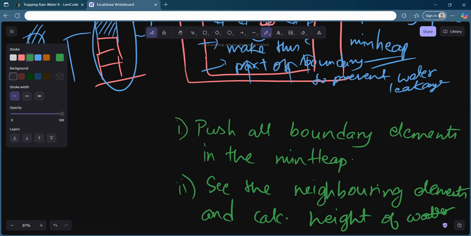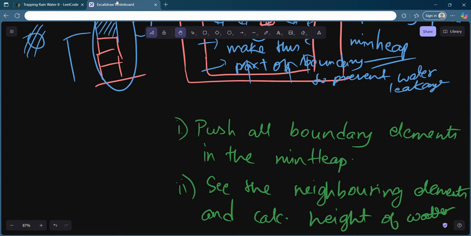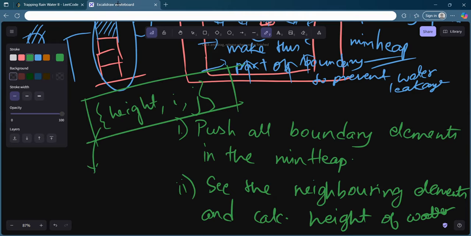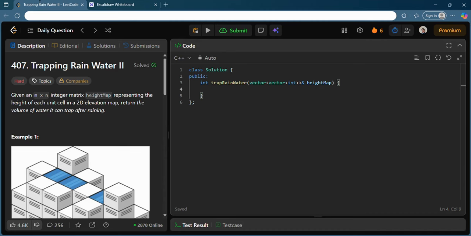And so, what do I need to store in the priority queue? I will have my priority queue store something like height, the cell's ith row and jth column. Okay, this is the format in which I will be storing the priority queue. So this is nothing but a vector of length 3. This is a triplet, so this is a vector only.